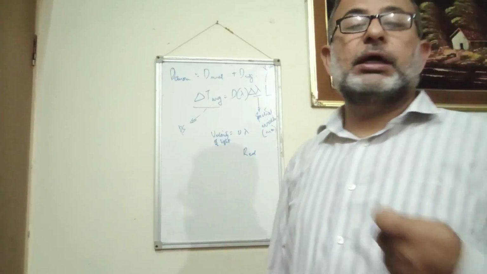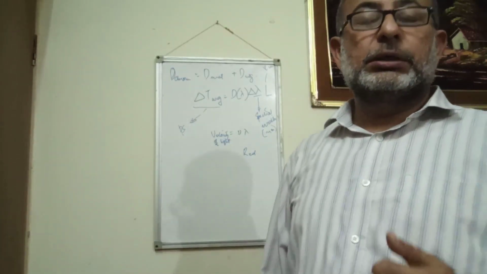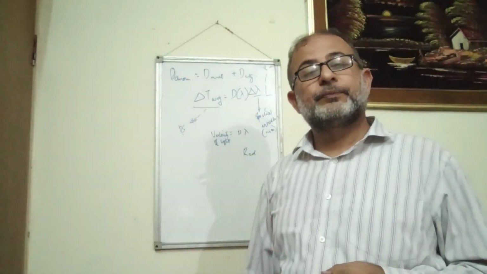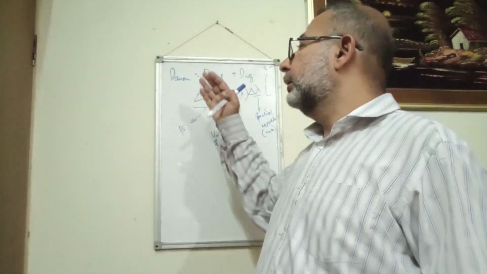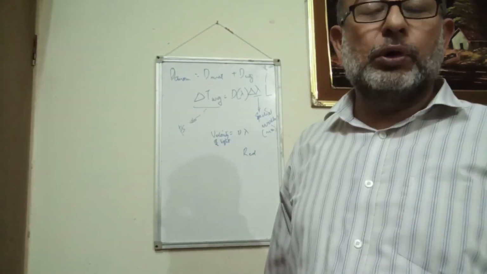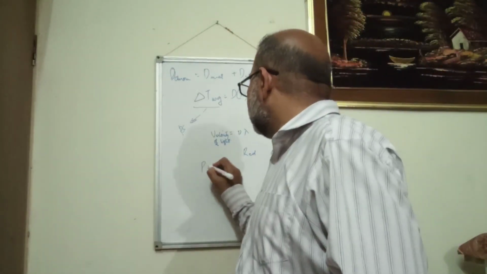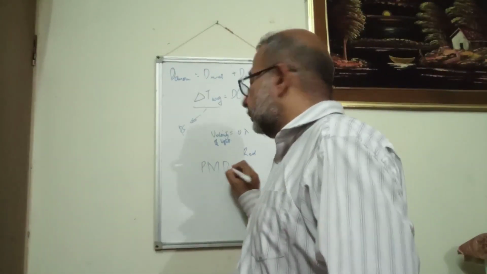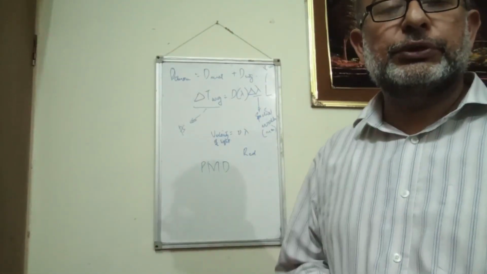So the total dispersion in a single mode fiber as compared to a multimode fiber is quite less, because it does not have the intermodal dispersion part, which leaves it with this chromatic dispersion and one more type of dispersion, which is called the polarization mode dispersion, PMD, polarization mode dispersion.